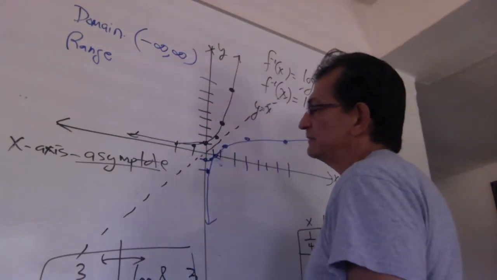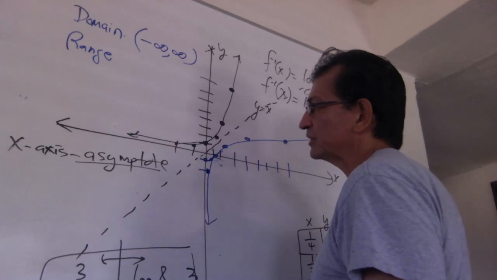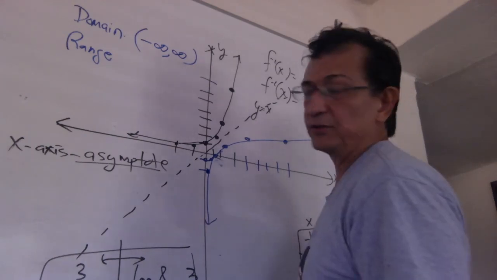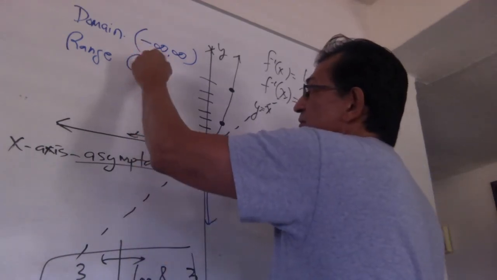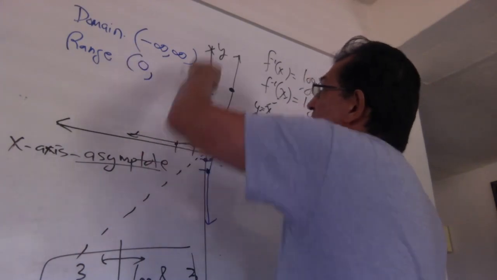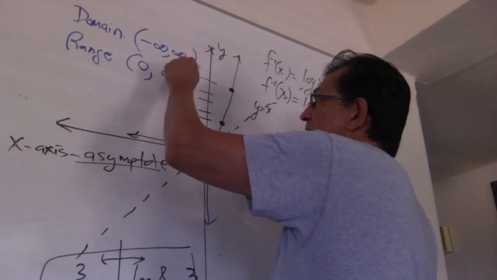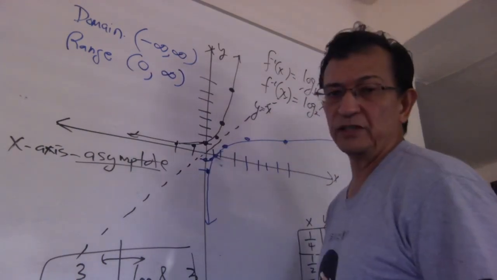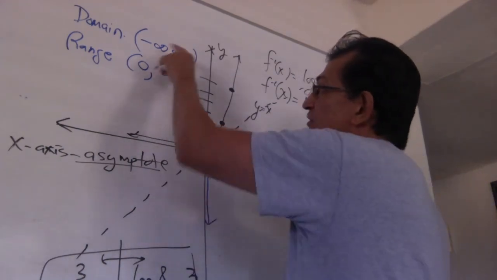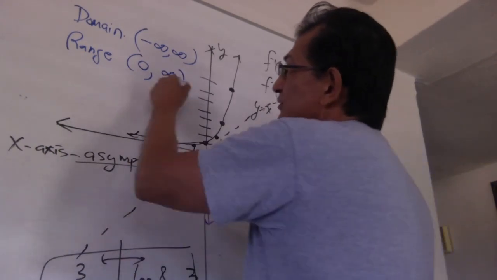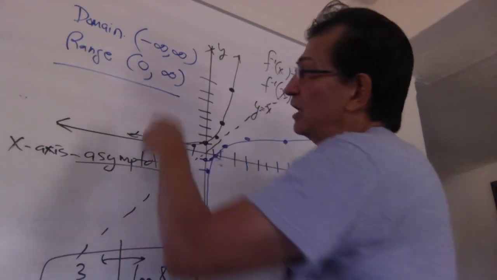It's never going to touch 0, so this is 0 with a parenthesis, and then it goes up to positive infinity. Remember, for infinities we always use parentheses. So this is the domain and range of an exponential function.